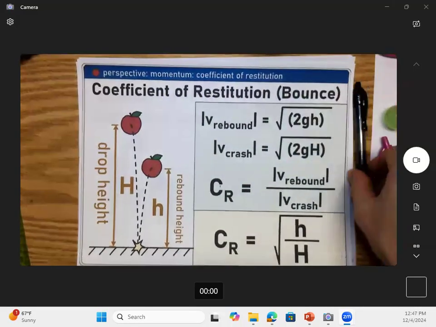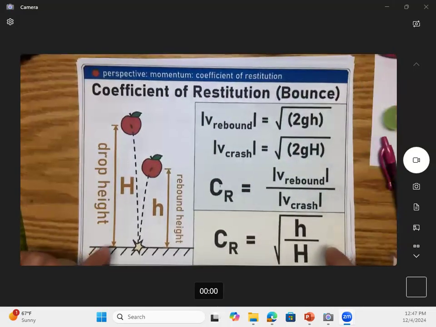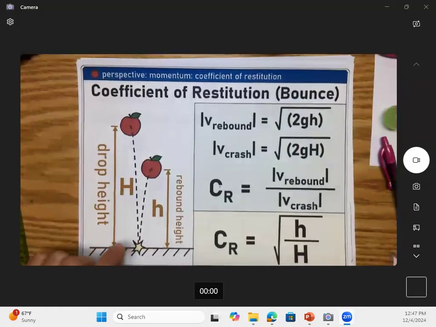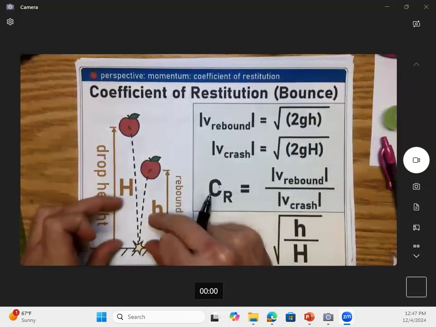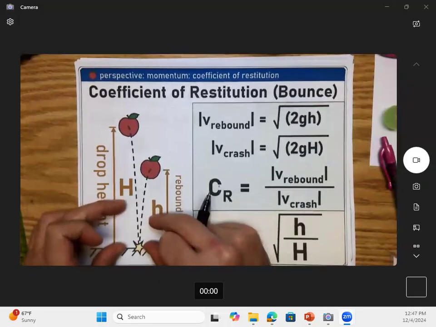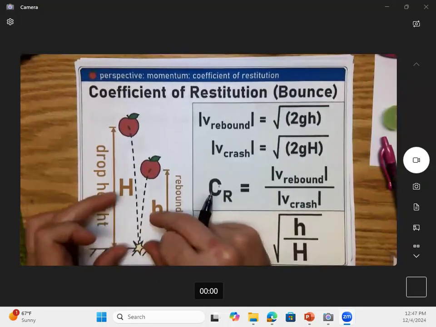So if I want to know the coefficient of restitution of the ball, say against the tile floor, some kind of material property, I need to get the rebound speed compared to the crash speed. Okay. Guys, which speed is faster, the rebound speed or the crash speed?